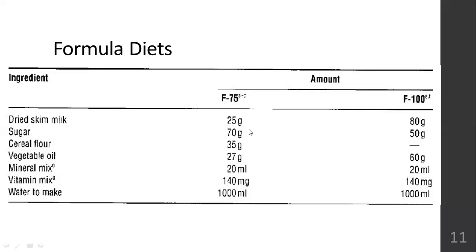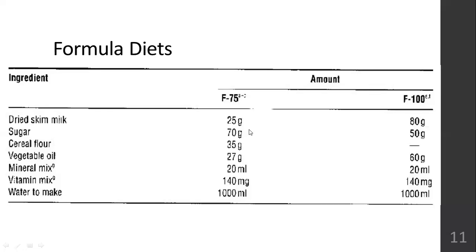Every time you give it to the child, 100 ml is what is given at a regular interval. At 9 a.m., 100 ml will be given, so the child has 75 kilocalories. At 11, another 100 ml will be given, so again 75 kilocalories. So if this diet is mixed in 1 liter of water, every 100 ml of it will give 75 kilocalories. That's why it is called F75, formula 75. F100 will give 100 kilocalories per 100 ml.